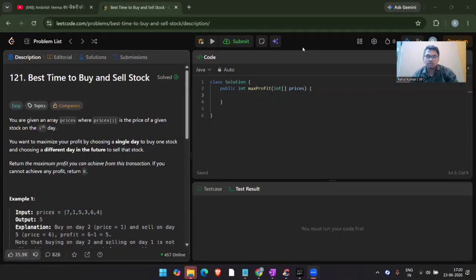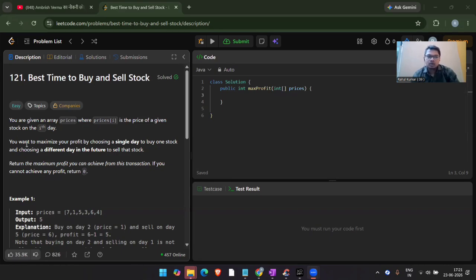So today in this video, I'm back with another DSA problem, that is best time to buy and sell stock. This particular problem is based on buying and selling stock in such a way that we can achieve the maximum profit. So in this question, we will be given an array of prices where the index of these prices will be considered as the day.